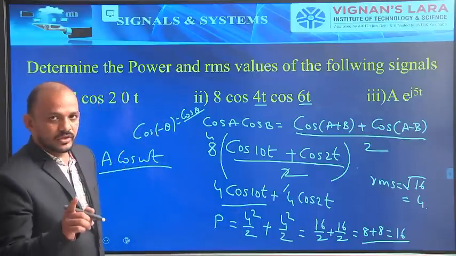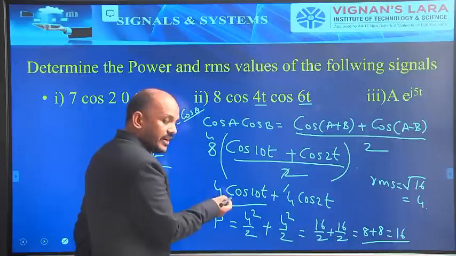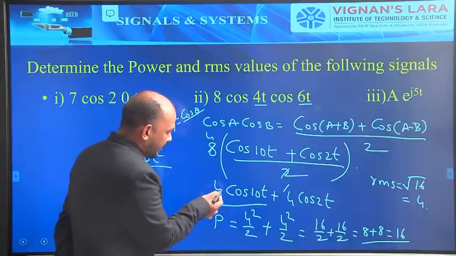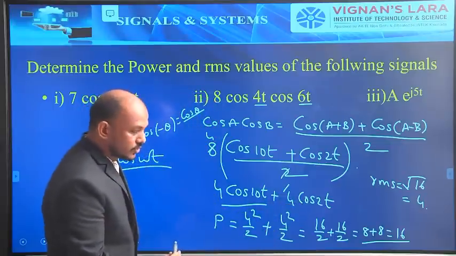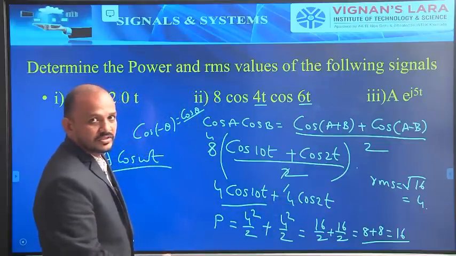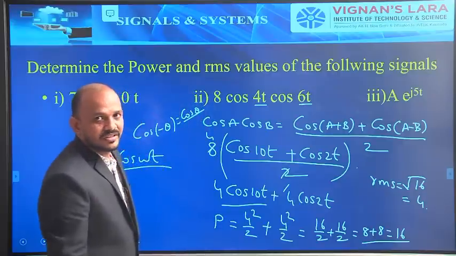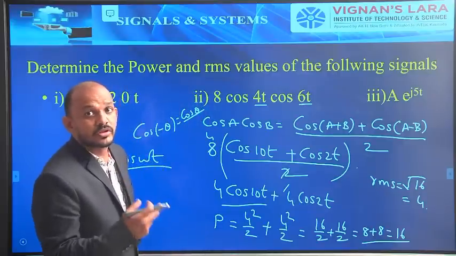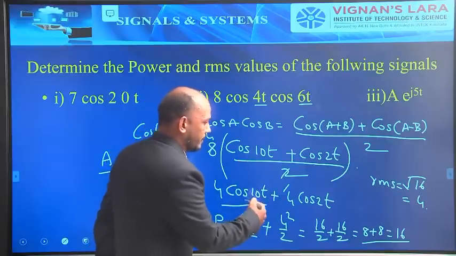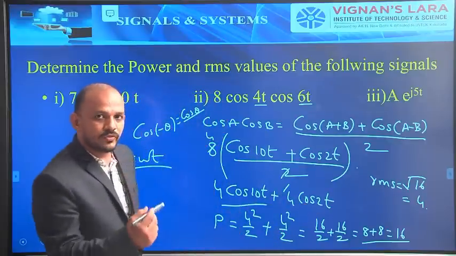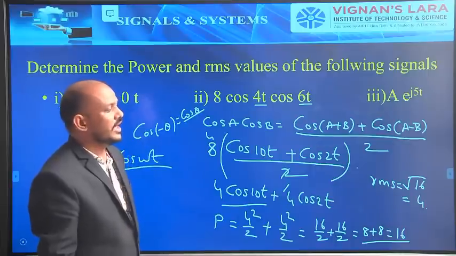Here you don't go for finding the RMS values individually. Finding the RMS value of this one and of this one and adding the two will not give the right answer. That is not the right process because it is not the addition or taking the average. It is root mean square. So we have to find the complete signal power and then take the root of that value to find the RMS value.